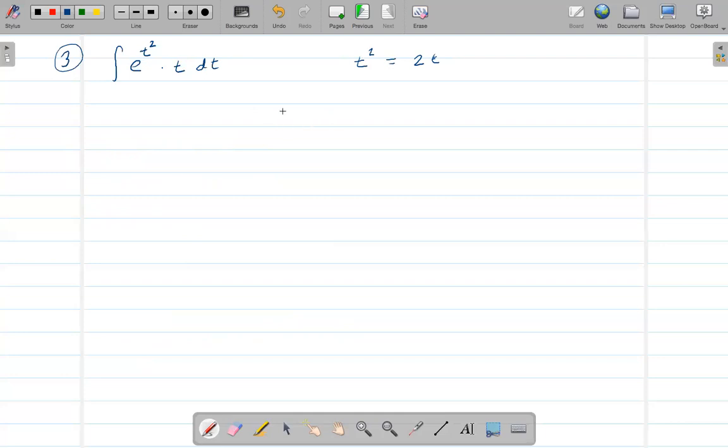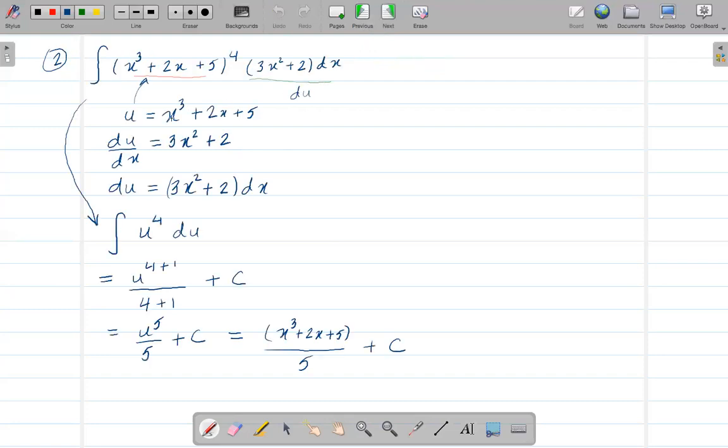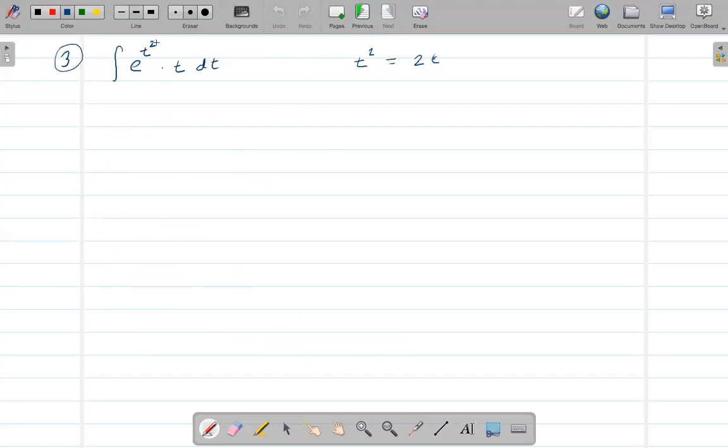Just like I did here, let's now substitute this thing. You might think, why am I not just using this? If I say u equals t squared, you might think, why am I not saying u equals this whole thing, e to the power t squared? You might say that.